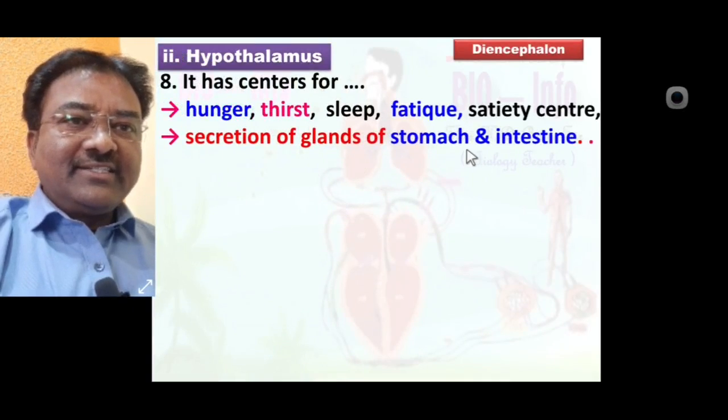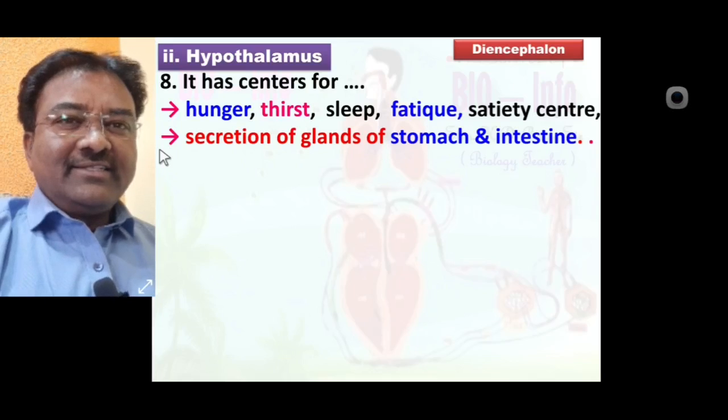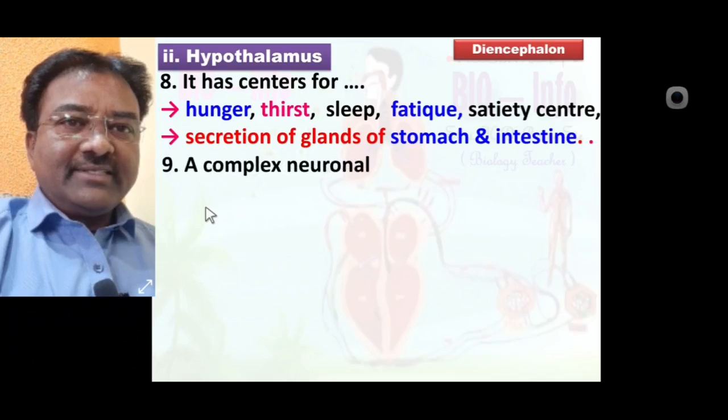Secretion of glands in stomach and intestine: you know, stomach contains different glands, intestine contains different glands that secrete digestive juice, and this is also controlled by the control center known as hypothalamus.